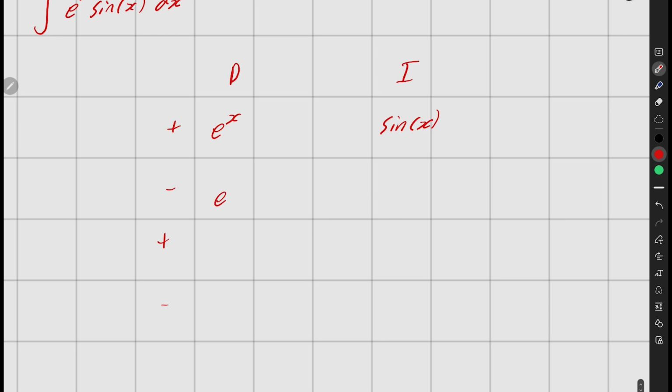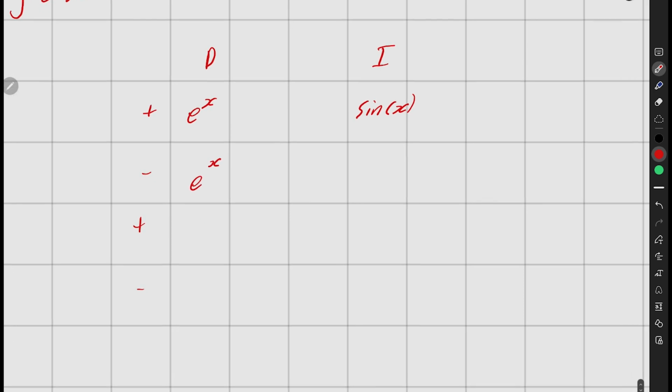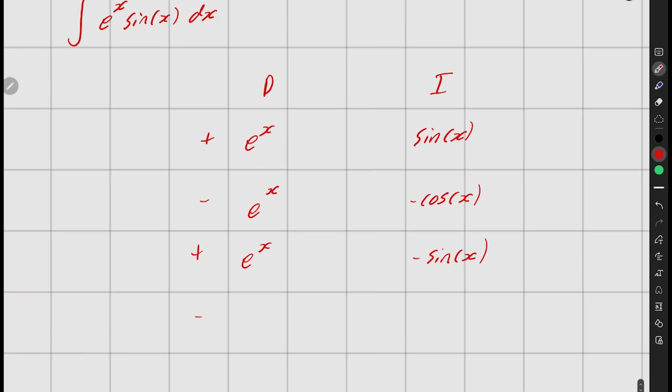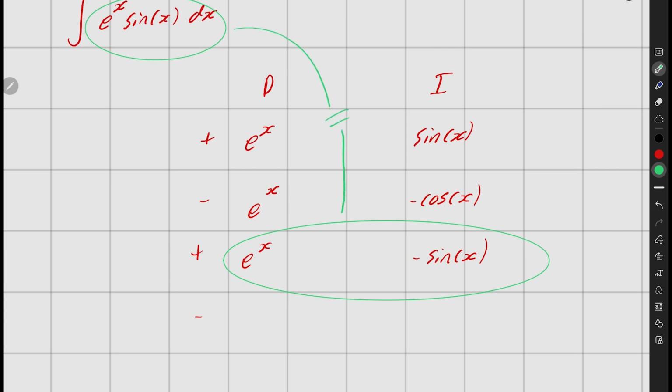E to the x differentiates to e to the x. Sine of x integrates to negative cos of x. Negative cos of x integrates to negative sine of x. E to the x again differentiates to e to the x. And what I want you to pick up here is that we've got to a point where these functions are equal. And this is what you need to recognize, because then we can just use basic algebra to solve this integral.